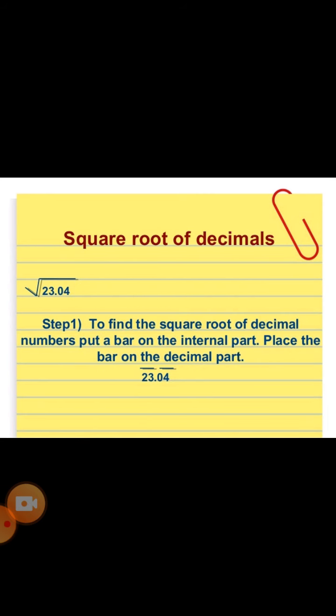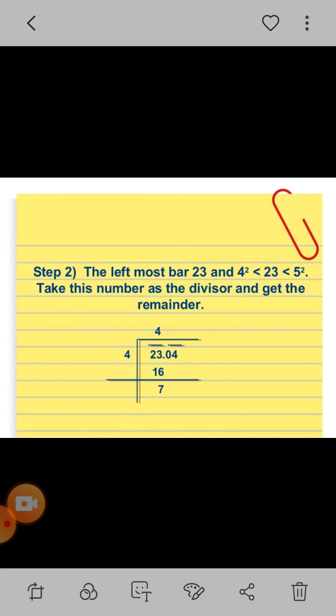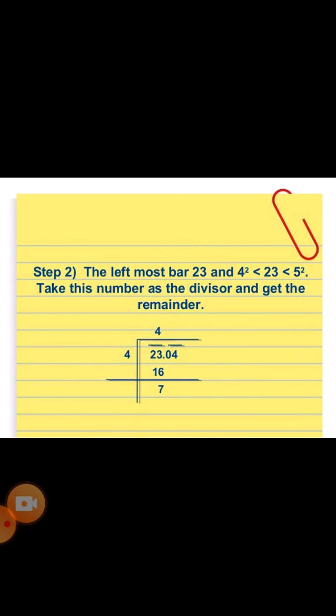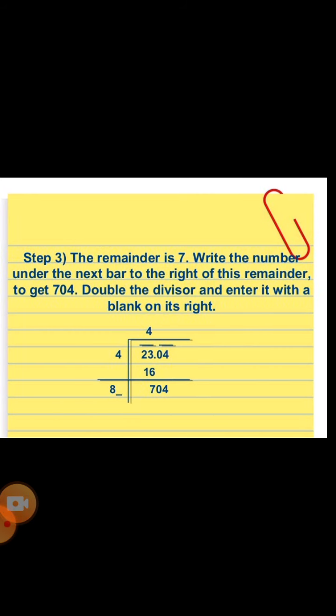Square root of decimal. Next we discuss the square root of a decimal. Here we have the number 23.04. Step 1: to find the square root of a decimal number, first of all put a bar on the integral part and place the bar on the decimal part. For example, here we put a bar on 23 and the other bar on 0.04. In step 2, for the leftmost bar 23, we know 4 square is less than 23, which is less than 5 square. Take this number as the divisor and get the remainder.